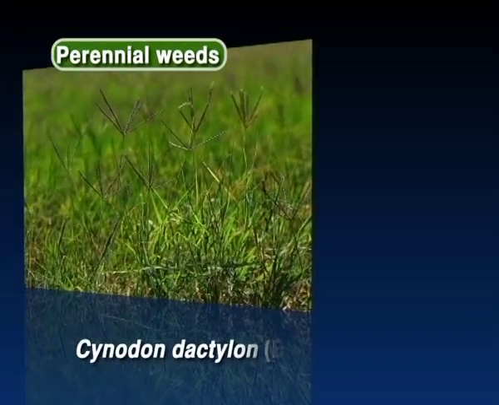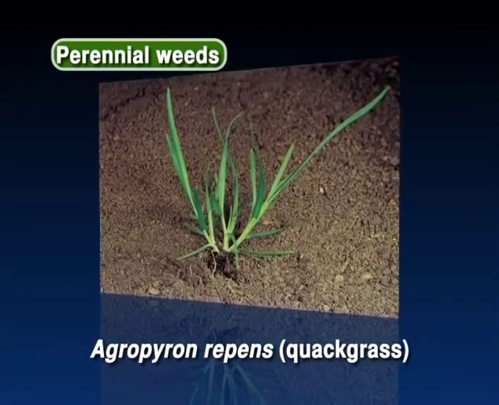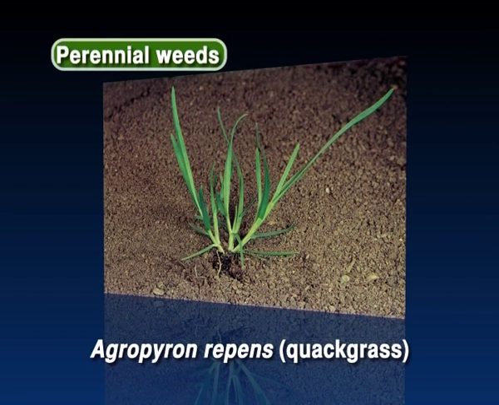Perennial weeds grow more than 2 years and reproduce vegetatively from underground and specialized organs. Examples are Cynodon dactylon, which is known as Bermuda grass, and Agropyron repens, which is also called quackgrass.